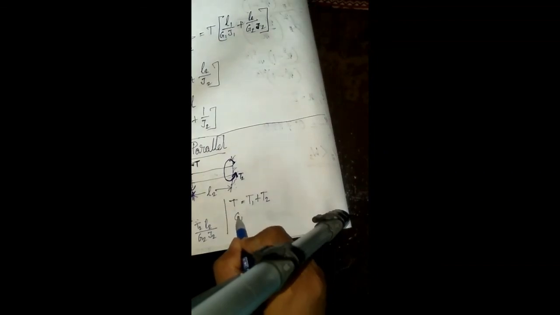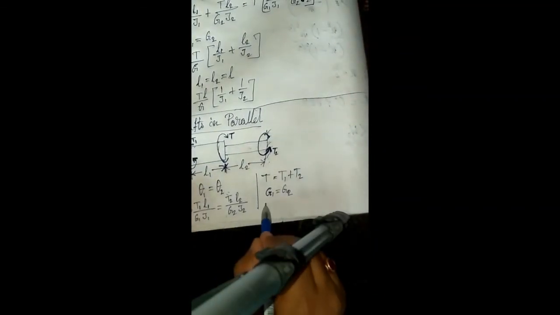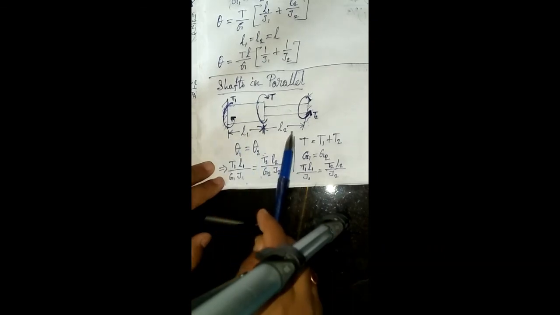And if these two shafts are made of the same material, then the modulus of rigidity G1 and G2 are the same, so we can write this equation as T1 L1 by J1 equals T2 L2 by J2. So this is the connection if two shafts are connected in parallel, with both ends fixed. Thank you.